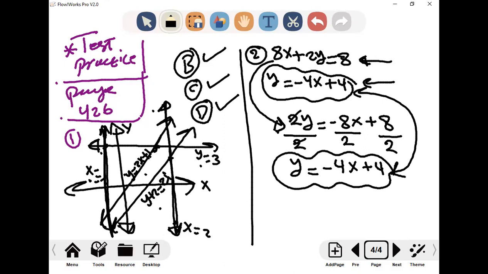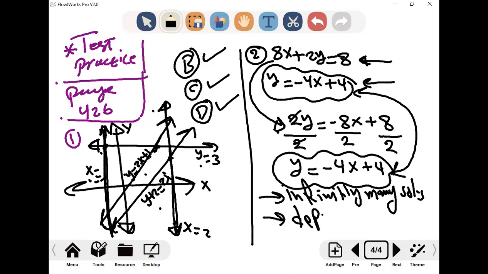So here we will answer the question in two parts. We will say infinitely many solutions, because the question asked how many solutions, and it also asks if it's dependent or independent. So the first part of the solution is infinitely many solutions. And the second part: dependent system. Dependent, right?